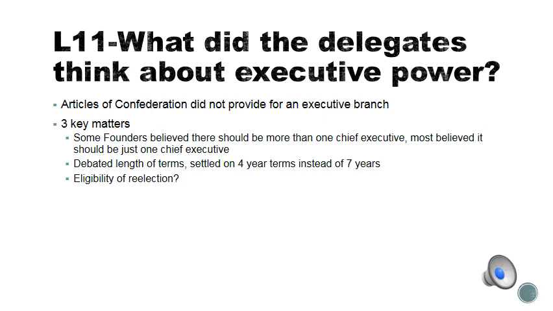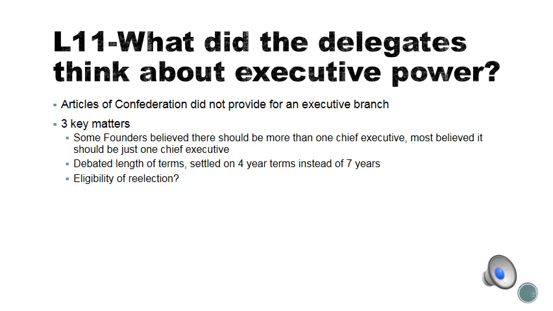So what about executive power? What did the delegates think about executive power? So the Articles of Confederation did not provide for an executive branch, so it was very hard for Congress to enforce any type of law at all. If they want to impose taxes, it'll be up to the individual states if they want to pay it or not. Most of them didn't want to pay any type of federal tax at all.